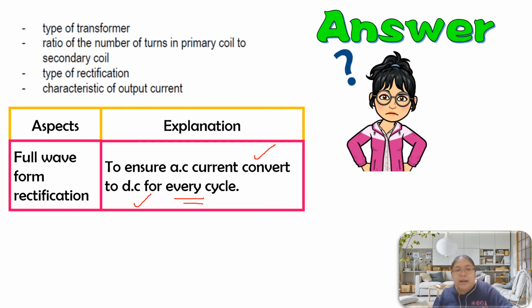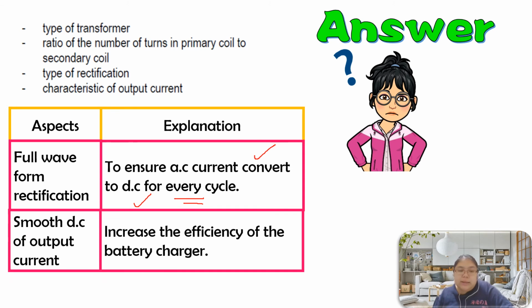Last one is the characteristic of the output current. So the output current must be smooth. This one is a characteristic. So it's smooth, what do you need to add? There's a capacitor. So from here we just say the smooth DC of the output current. So now, DC output current and also smooth, what's the function? You want to increase the efficiency of the battery charger. That means without current or energy loss, so the charger can be charged faster. So this is why we need the smooth current to go through.